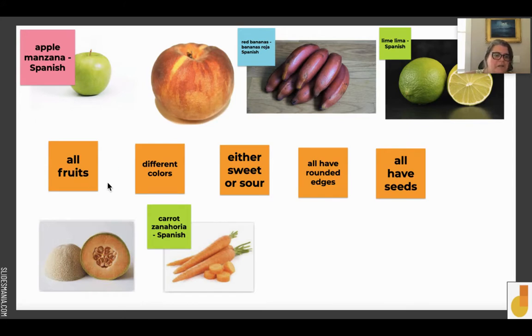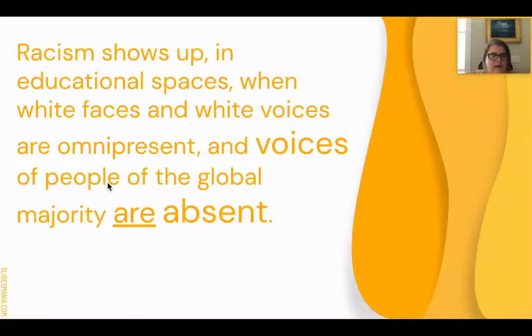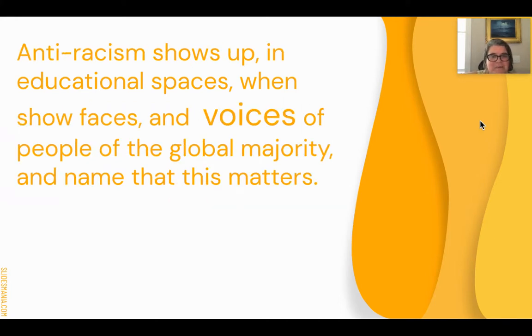So moving on from curriculum to teaching and learning practices and how educational technology can help. Racism shows up in educational spaces when white faces and white voices are omnipresent, and voices of people of the global majority are absent. Anti-racism shows up in educational spaces when we show faces and voices of people of the global majority and name that this matters. You'll see a little further on some examples of how we do this in our space.